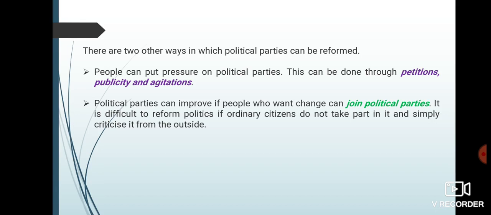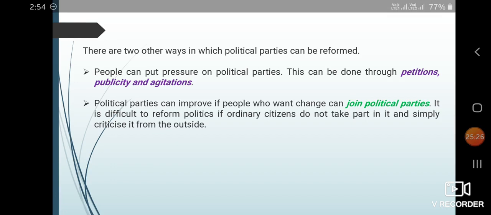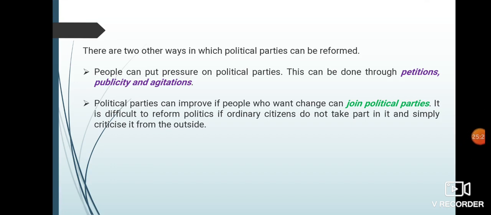So here we wind up with the chapter Political Parties and its Reformation.